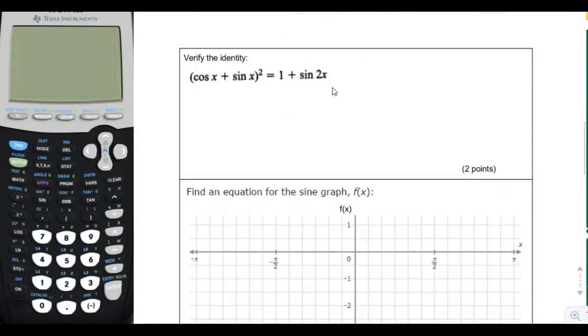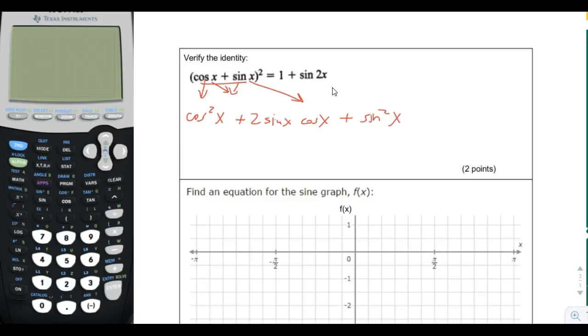The next one is verify the identity cosine of x plus sine of x, quantity squared, equals 1 plus sine of 2x. This is actually a pretty quick one. First, we need to see that we need to do FOIL here to expand it. So if we do FOIL, we're going to do cosine times cosine, sine times sine, and then we're going to take 2 times sine times cosine. So we're going to have cosine squared x plus 2 sine x cosine x, and then the last term is going to be sine squared x.